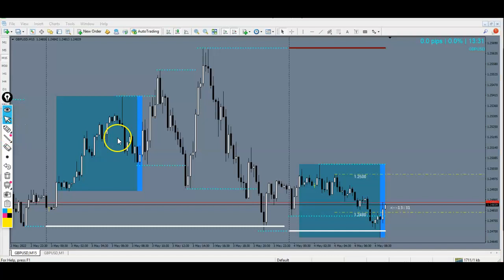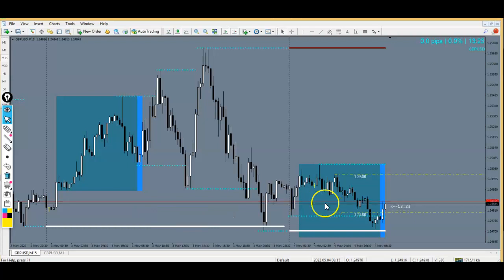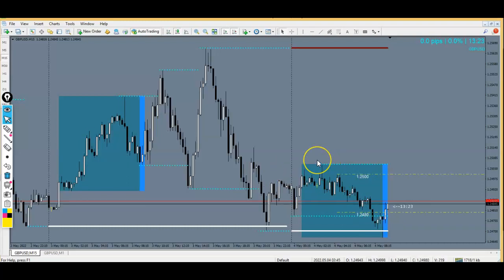Okay, so we see that price, like we like to always ask, what are the three questions? What did price do before now? So what did price do during the Asia session? Where is price now, and what must I see price do before I take a trade? So let's analyze that. What has price done in this Asia session?